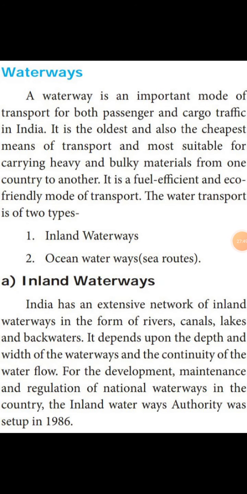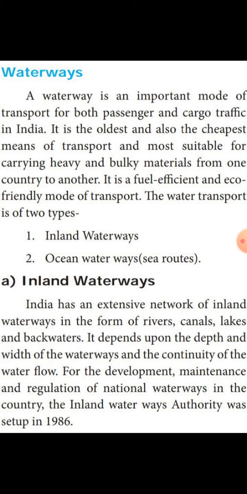Students, today we learned about waterways and airways. This is the second means of transport and the third means of transport. First of all, we learned about waterways. It is an important mode of transport, used to carry passengers and cargo traffic in India. Cargo means goods carried on ships. It is the cheapest and oldest means of transport, suitable for carrying heavy and bulky materials.